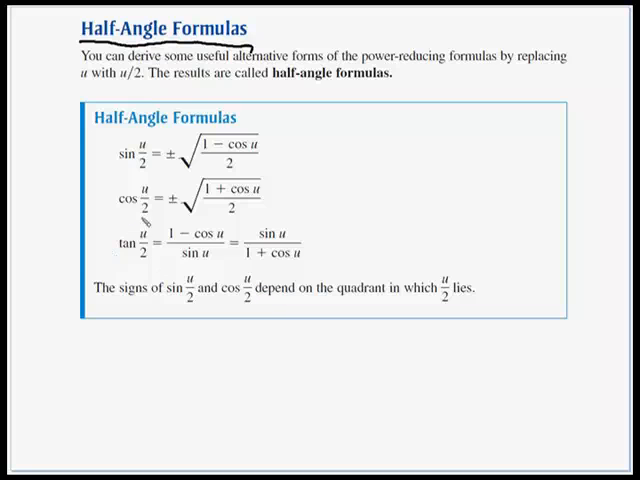And our tangent of a half angle, we can either use this 1 minus cos of u over sine u, or we could use sine u over 1 plus cos of u. And notice the pluses and minuses here. The signs of these angles will depend on the quadrant. Remember, sine is a y value. That's positive in quadrants 1 and 2. Cosine is your x values. That would be positive in quadrants 1 and 4, negative in 2 and 3.